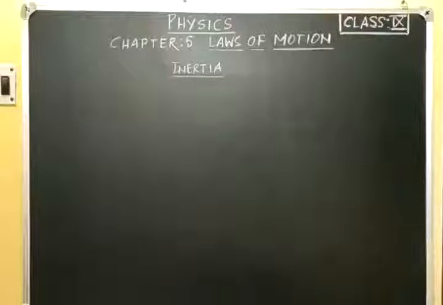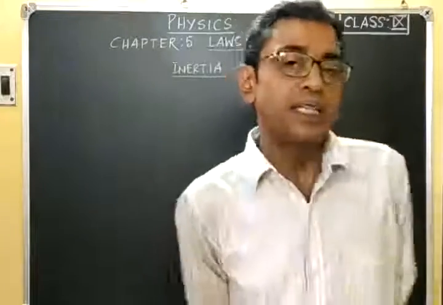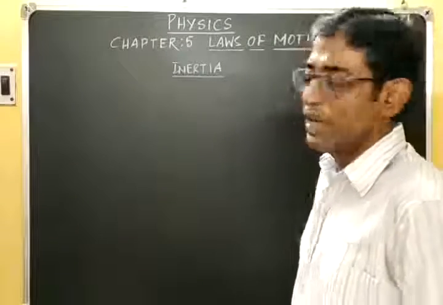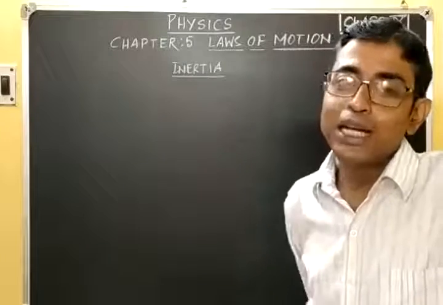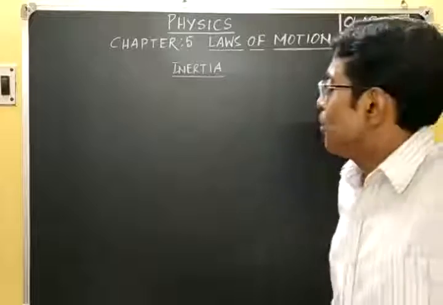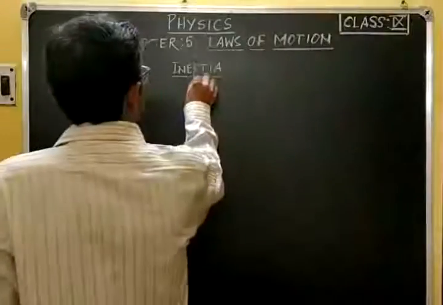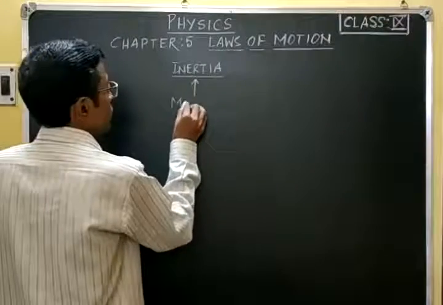Now continuing with inertia, just now we have told that inertia can be classified into two main categories. One is inertia of rest, another is inertia of motion. So I am giving a few examples of this. Many examples are given in your book and one or two questions will be coming in your exam related to inertia.